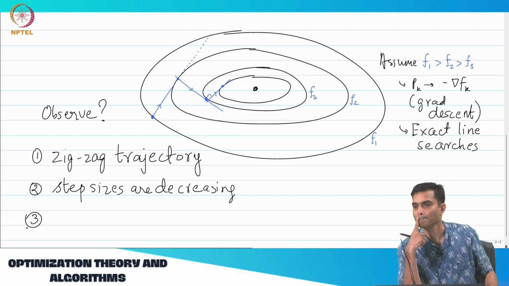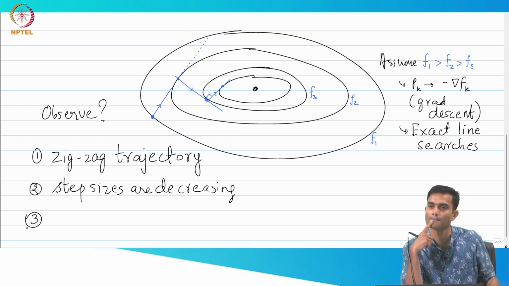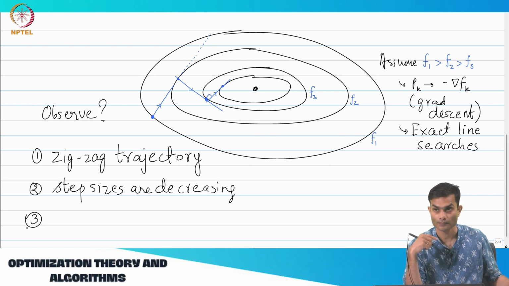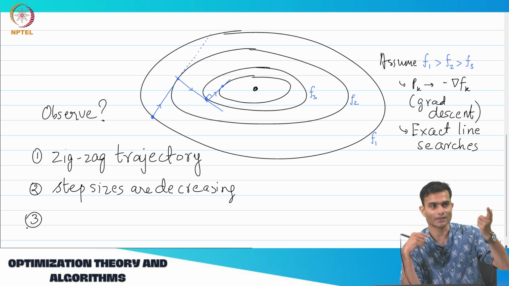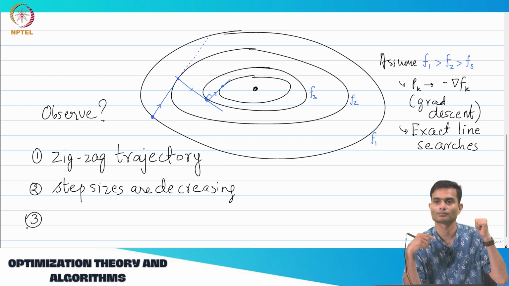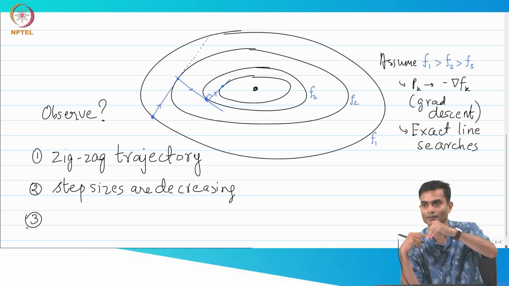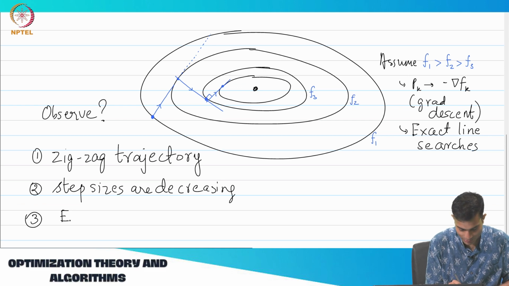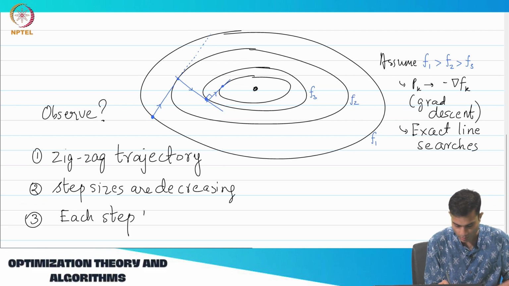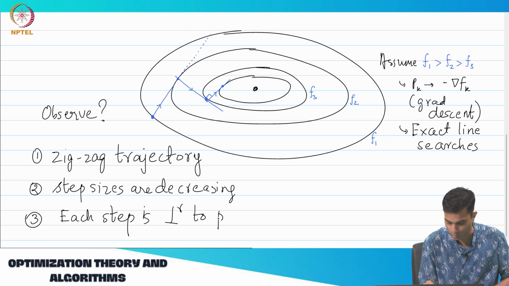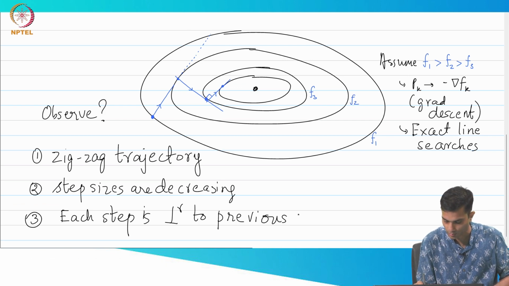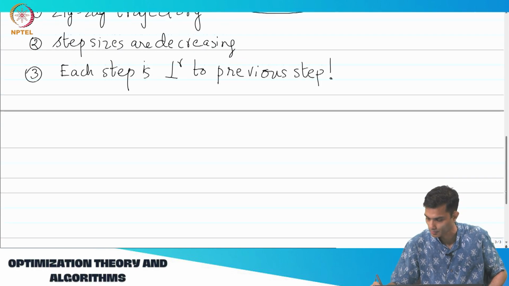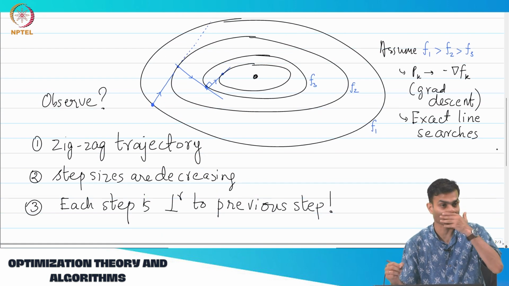Any other observation? Each step is perpendicular to the previous step. I go this way, then I am taking a 90-degree turn, then I am taking a 90-degree turn. Assuming you are trusting my drawing, each step is perpendicular to the previous step. Right? These are just observations based on looking at this drawing.